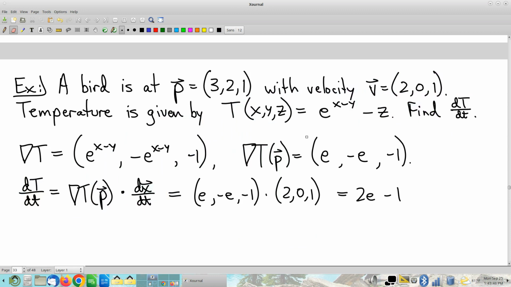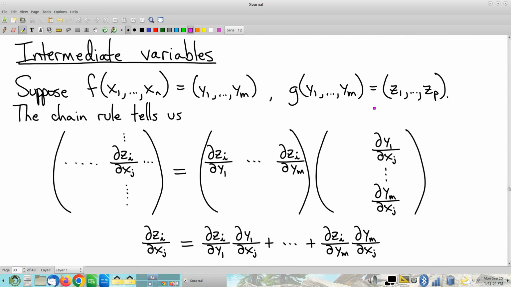Okay, so moving along. I'm going to give you all a different point of view on the chain rule.